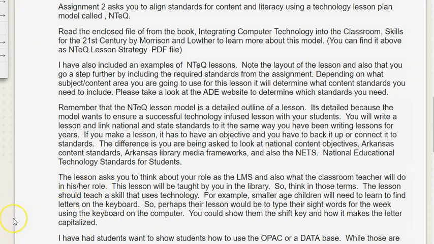The lesson asks you to think about your role as the LMS, Library Media Specialist, and what the classroom teacher will do in his or her role. The lesson would be taught by you in the library, so think in those terms. The lesson should teach a skill that uses technology. For example, smaller age children will need to learn to find letters on a keyboard, so perhaps their lesson would be to type their sight words for the week using the keyboard on the computer. You can show them the Shift key and how it makes the letters capitalized.